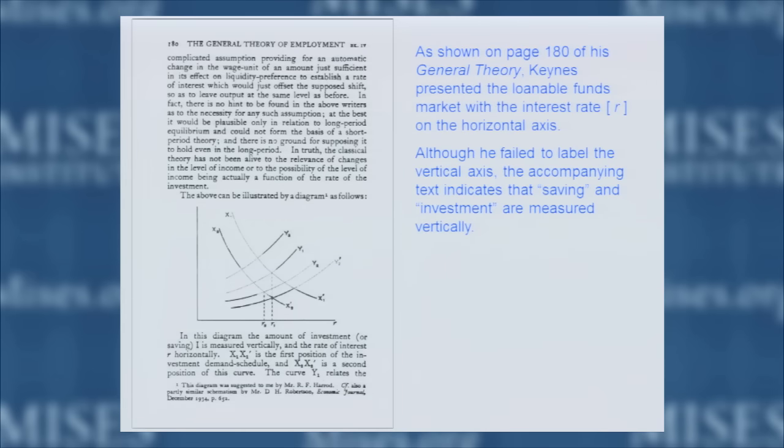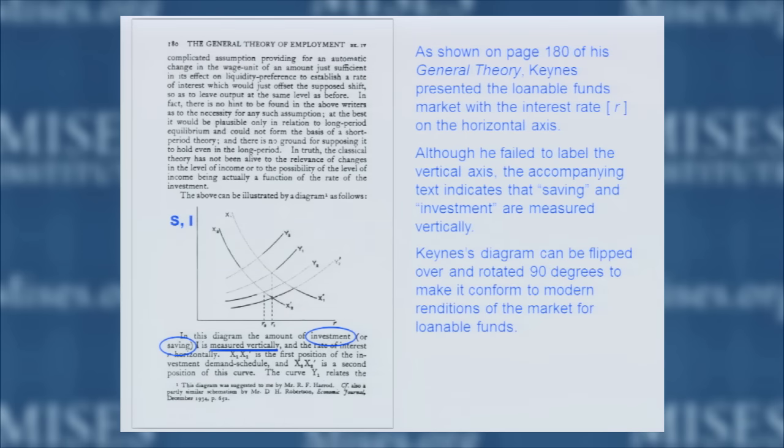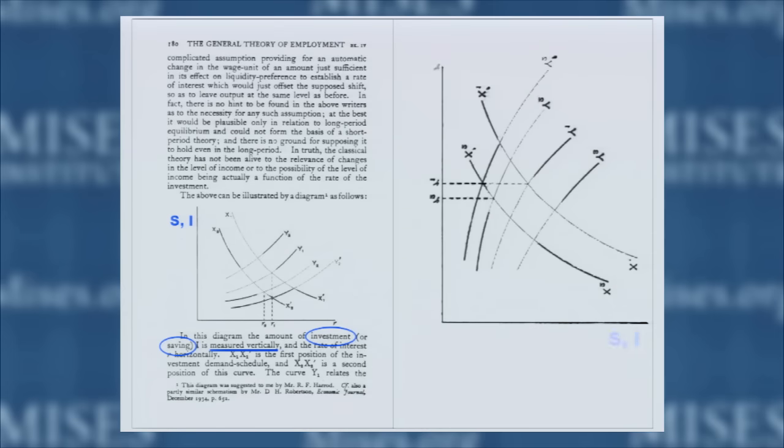As shown on page 180 of his General Theory, Keynes presented the loanable funds market with the interest rate R on the horizontal axis. He failed to label the vertical axis. The accompanying text indicates that saving and investment are measured there. So it's the same curve I've got, except it's backwards, okay? Now, Keynes's diagram can be flipped over and rotated 90 degrees to make it conform to modern renditions of the market for loanable funds, and we'll get that. So that's the diagram now with saving and investment and then the interest rate upstairs.